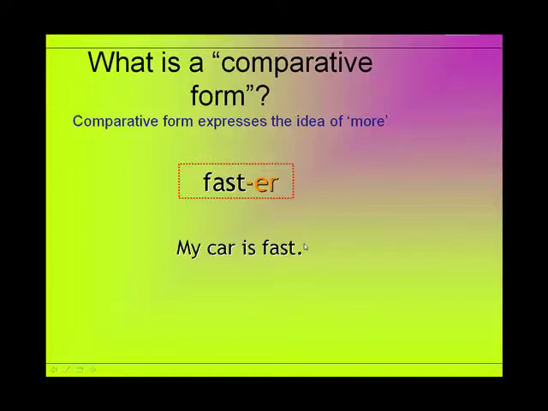For example, if you have a car, you might say, my car is fast. But if you compare your car to somebody else's, you might say, but his car is faster. Now you're using the comparative because you're comparing your car with another car. Okay?